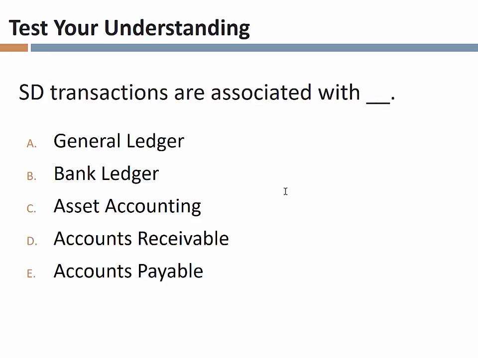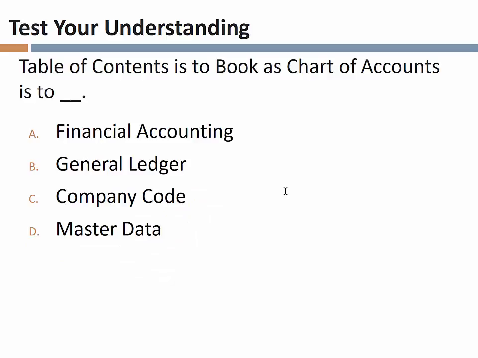SD transactions are associated with general ledger, bank ledger, asset accounting, accounts receivable, or accounts payable. Which one is this? Accounts receivable. SD stands for sales and distribution. Selling things are almost always going to be done on account, which means the customer has time to pay us, which means we're going to be capturing that in the context of accounts receivable. This one should look familiar if you were paying attention. Table of contents is to book, as chart of accounts is to, what's this one? General ledger.